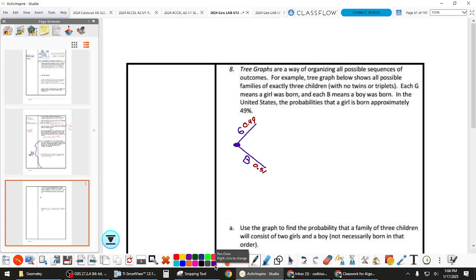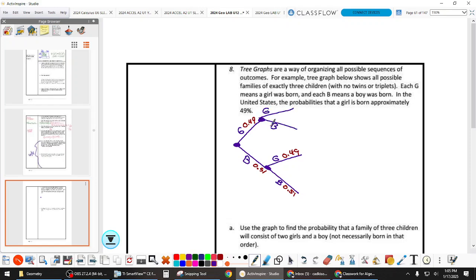So let's say we had a boy first. What do we do for the next kid? Same thing, right? And we label it boy and girl and same probabilities. So 0.51, 0.49. But if we had a girl first, how about that direction? Does it change? No, it's the same. So our next kid could be boy, girl.